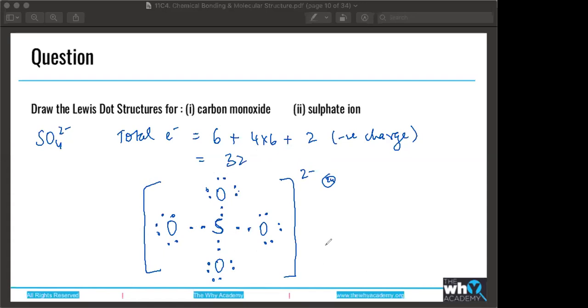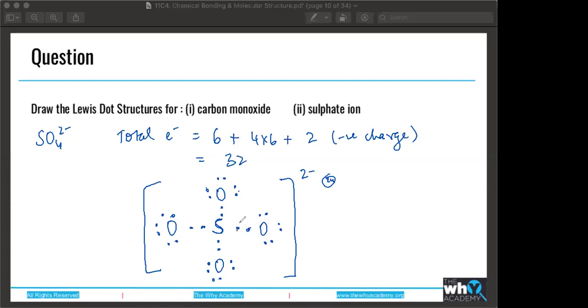Okay. So according to the Lewis-Kossel structure, this ideally has to be the structure of sulfate ion, because this way all of the atoms are getting their octet satisfied. All of them have 8 electrons in their outermost shell.